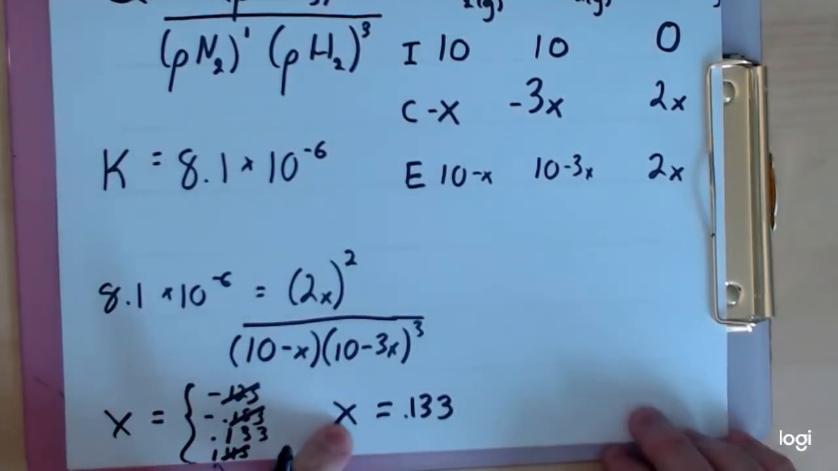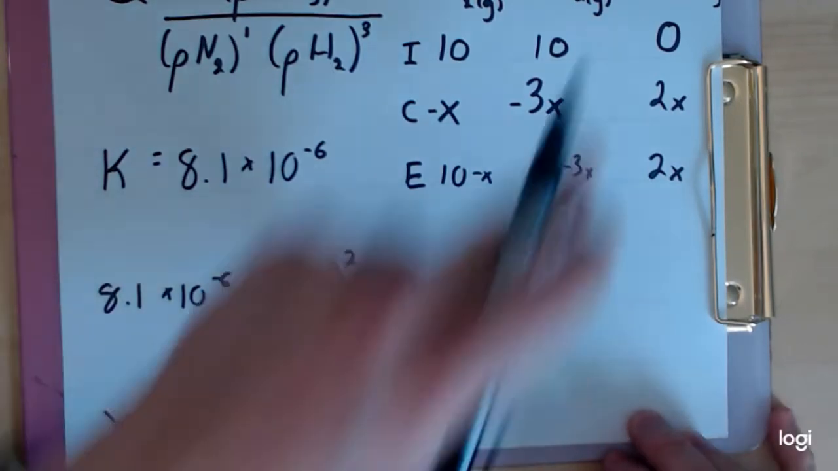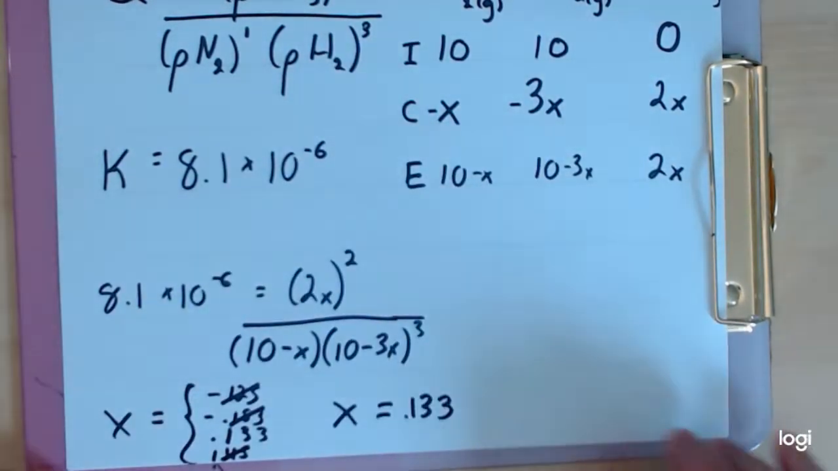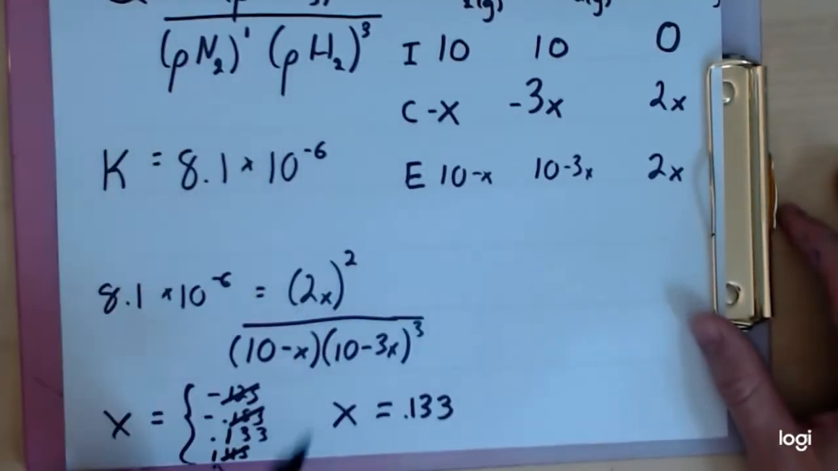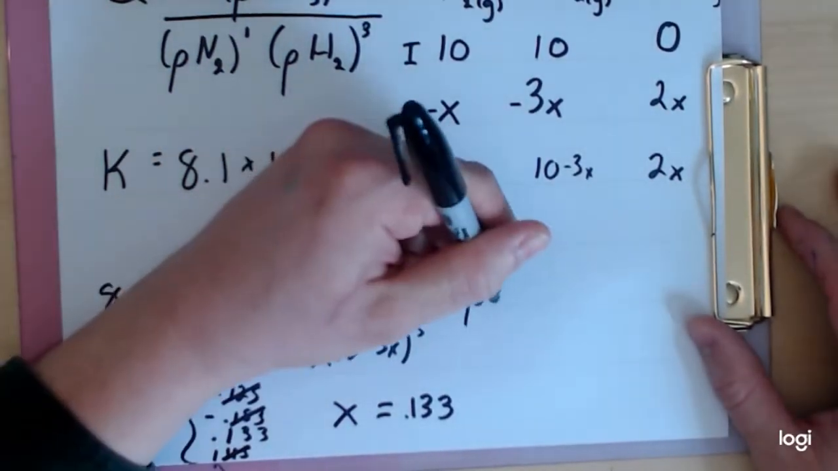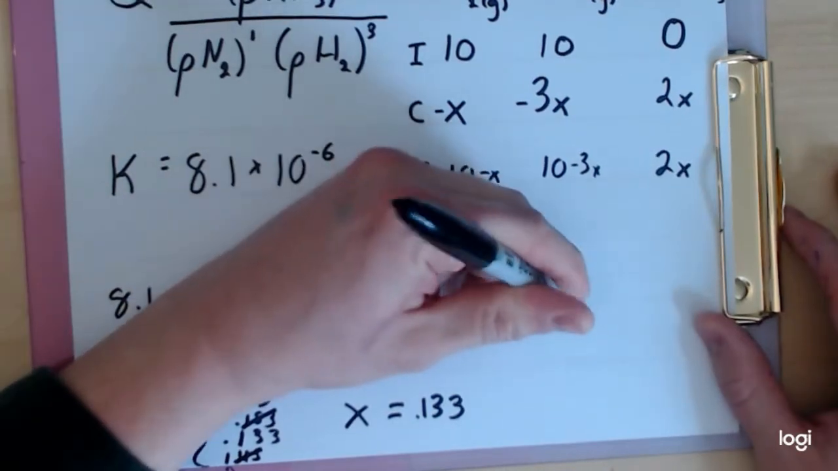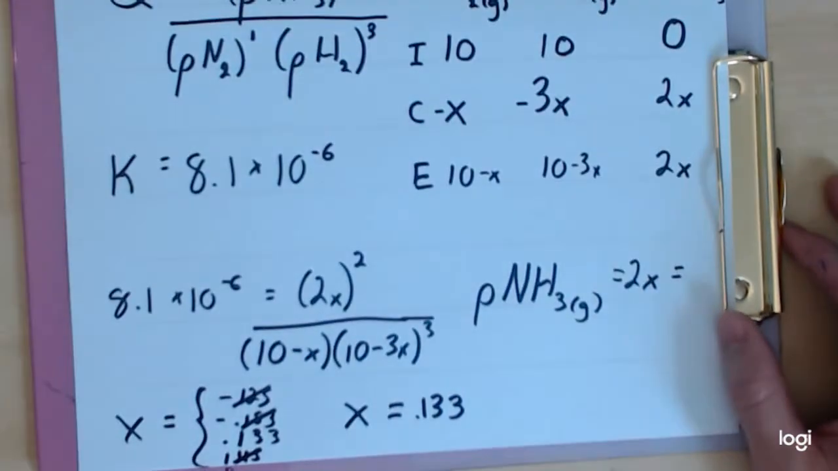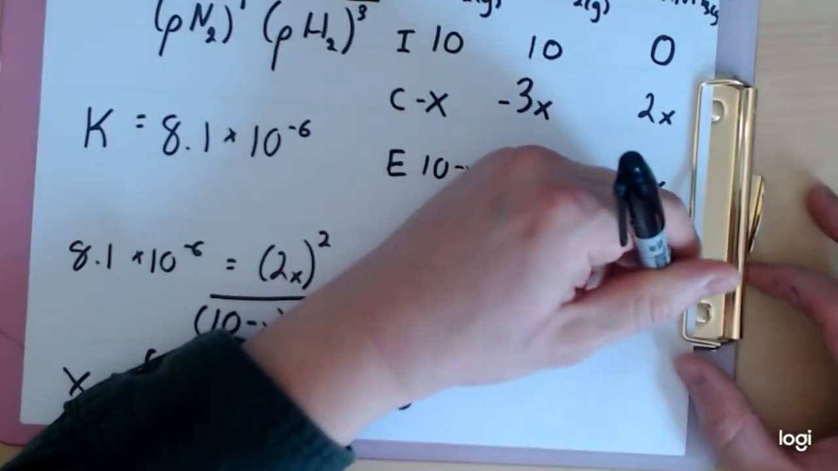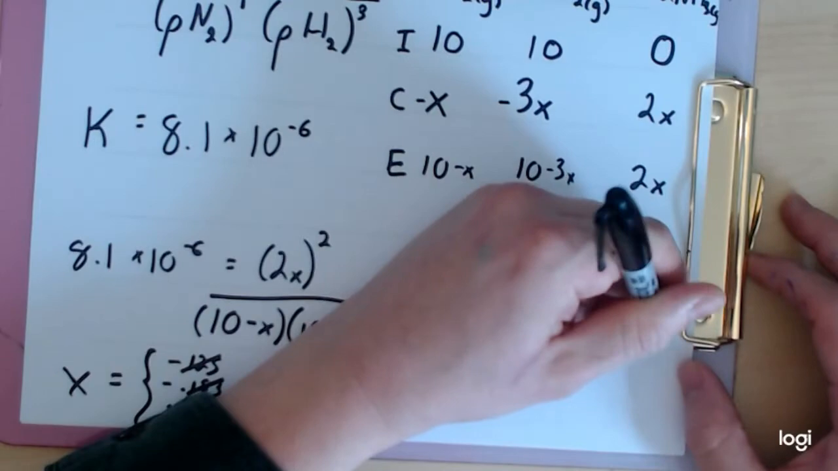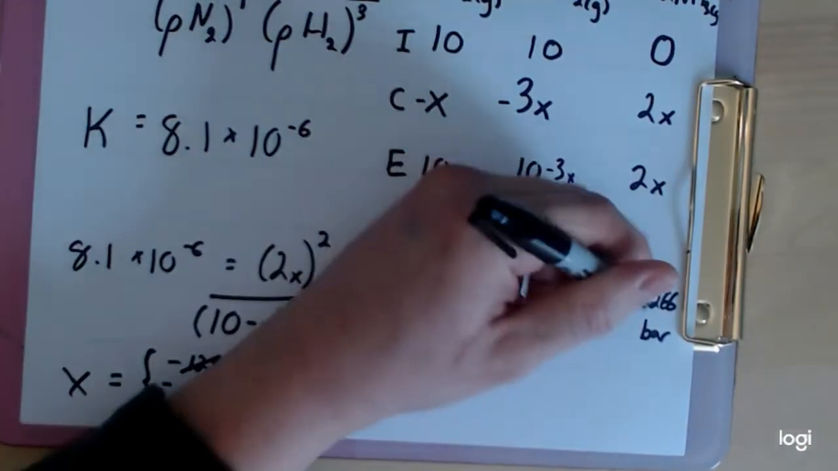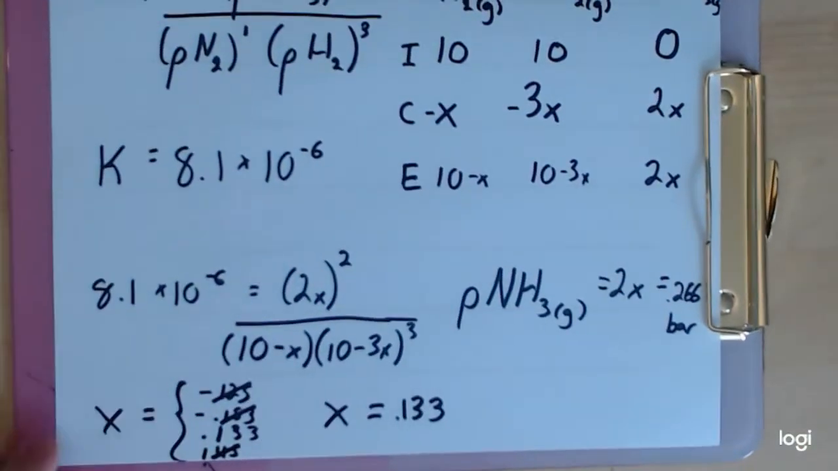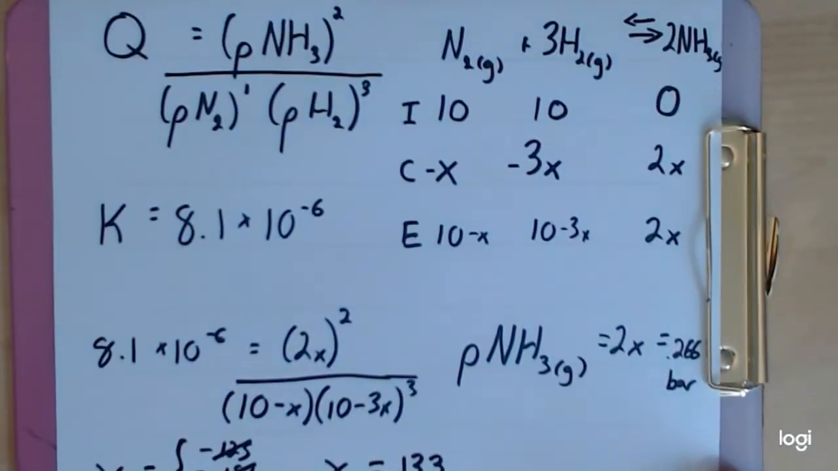Now, simply plug this x into the expression for the equilibrium concentration of ammonia, which is 2x, because that's what we're ultimately trying to solve for, the partial pressure of ammonia gas at equilibrium. Equals 2x equals 0.266 bar. So there's the solution. Given our initial starting conditions, we can expect the reaction to produce at equilibrium 0.266 bars of ammonia. So great job, Richard.